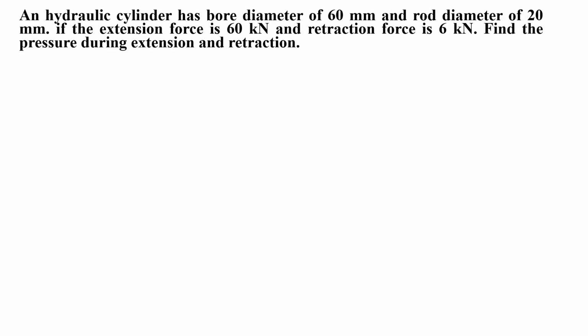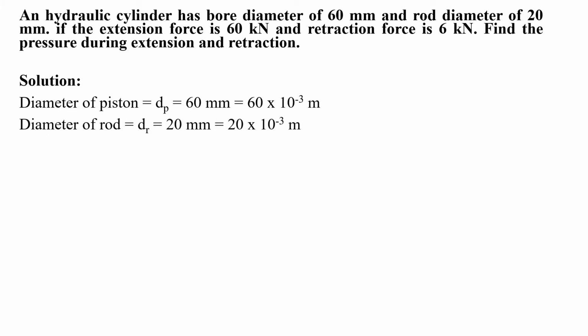Now we'll move on to a numerical. A hydraulic cylinder has a bore diameter of 60 mm and rod diameter of 20 mm. If the extension force is 60 kilonewton and retraction force is 6 kilonewton, find the pressure during extension and retraction. First, write down the data given in the numerical.